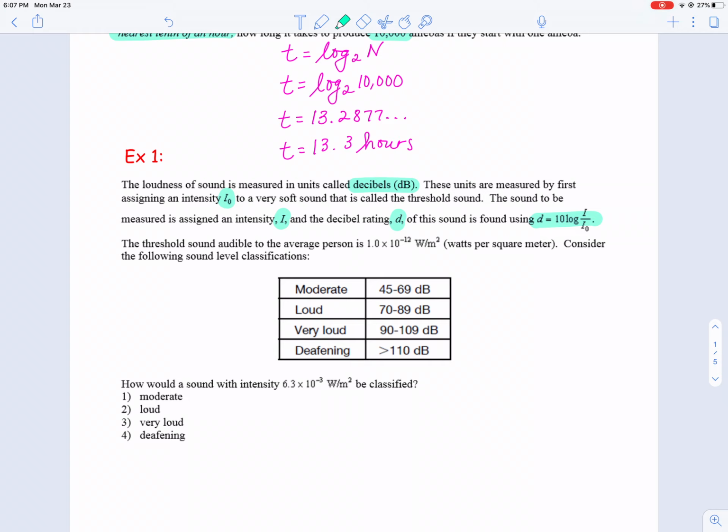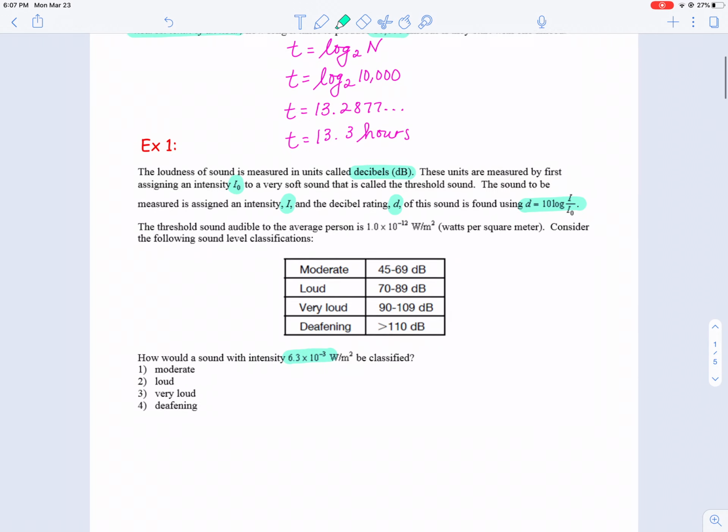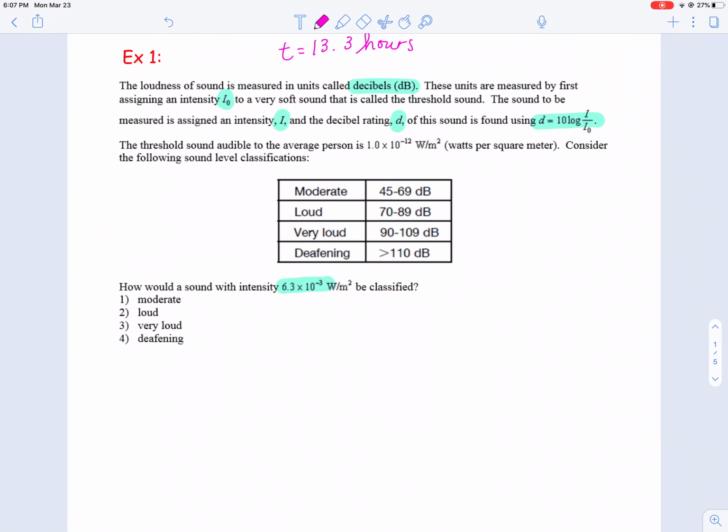Here's what they tell you. If the threshold sound audible to the average person is 1.0 times 10 to the negative 12th, consider the following. They want to know how a sound with an intensity of 6.3 times 10 to the negative 3 would be classified. So much info.